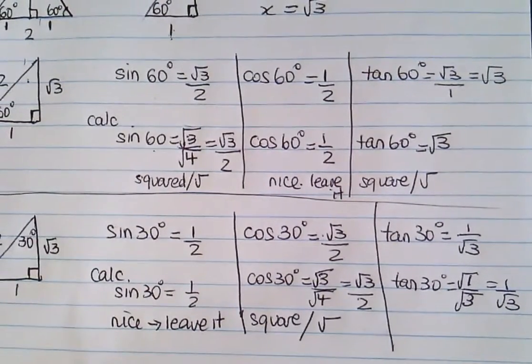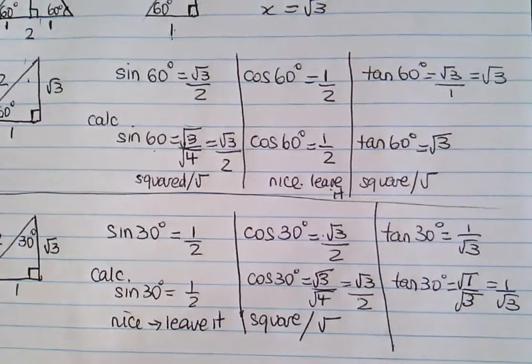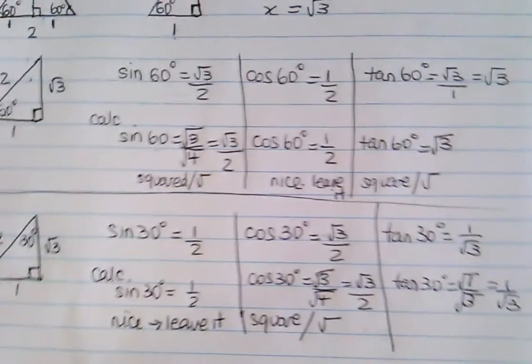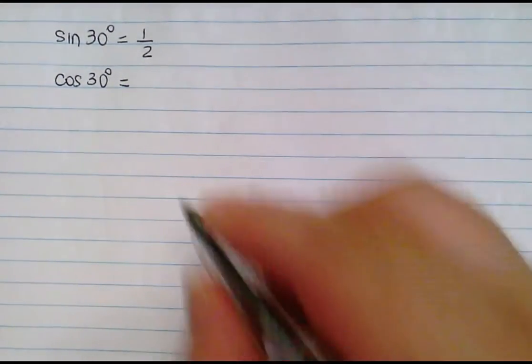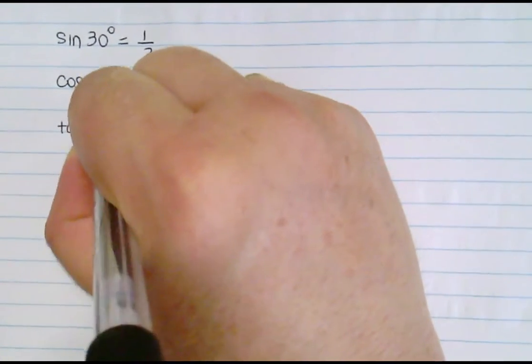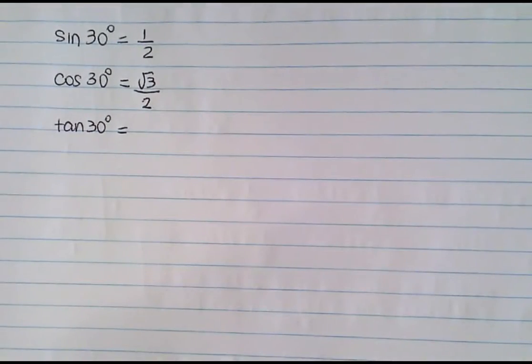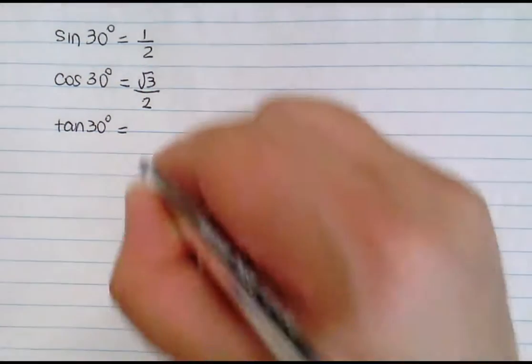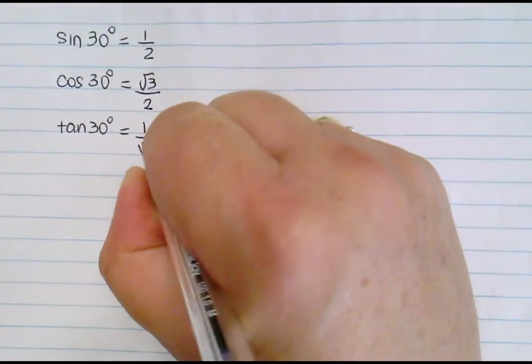Actually, no. We're summarizing them all now, a summary. Sine 30, get your calc out, it's a half. Good, don't touch it. Cos 30, get your calc out, it's horrible. You get 3/4 if you square it. Square root of 3, and the square root of 4 is 2. Tan 30, not nice. Square it. A third. Square root of 1 is 1. Square root of 3 is square root of 3.